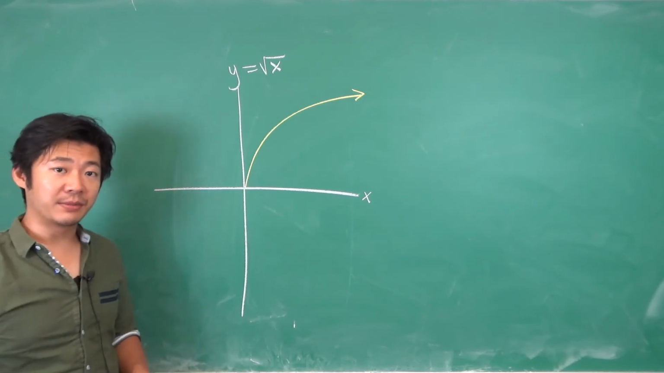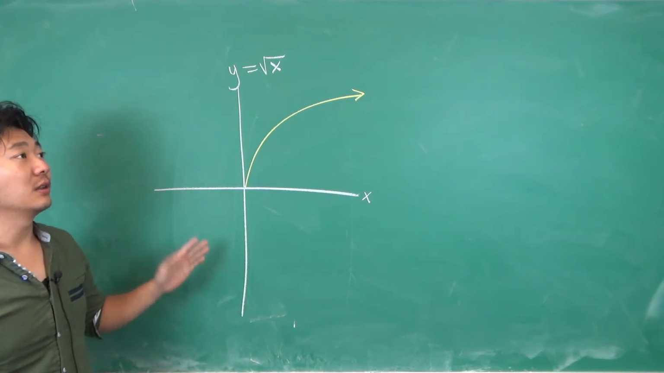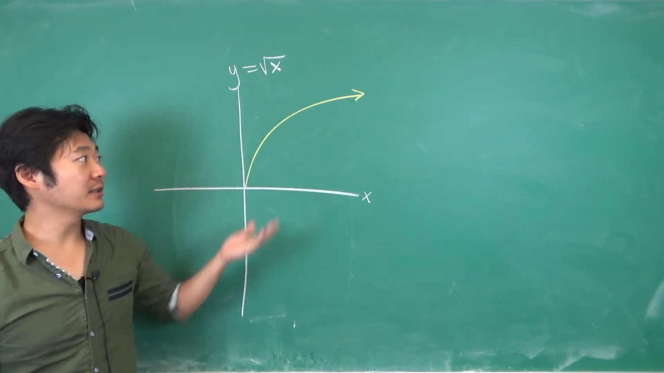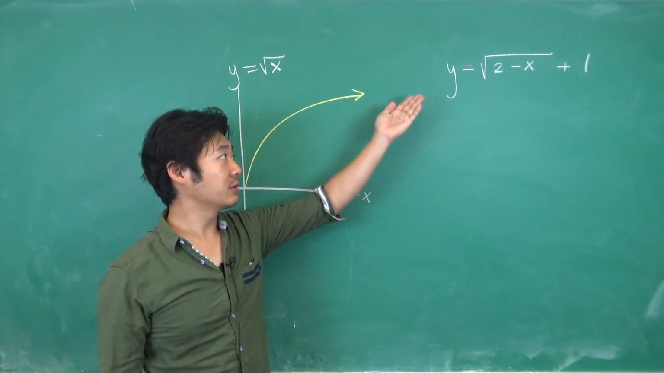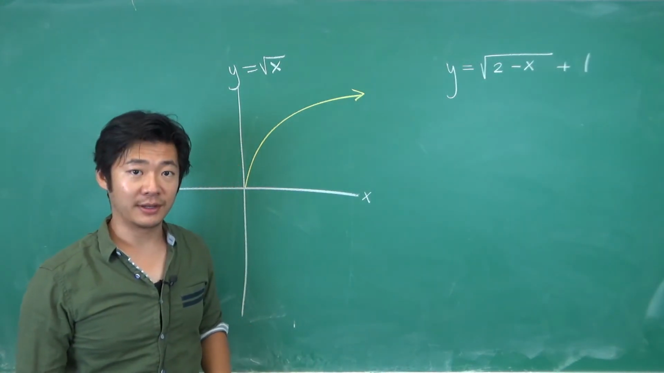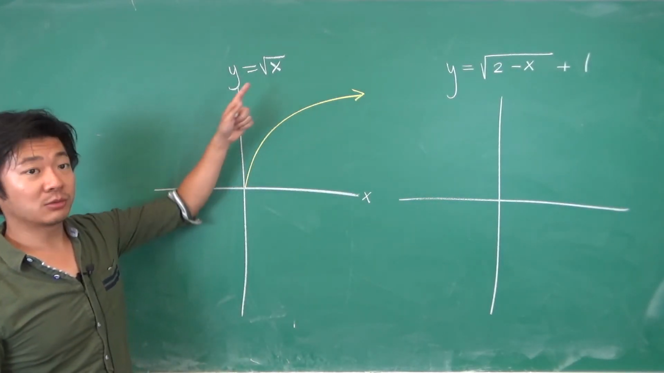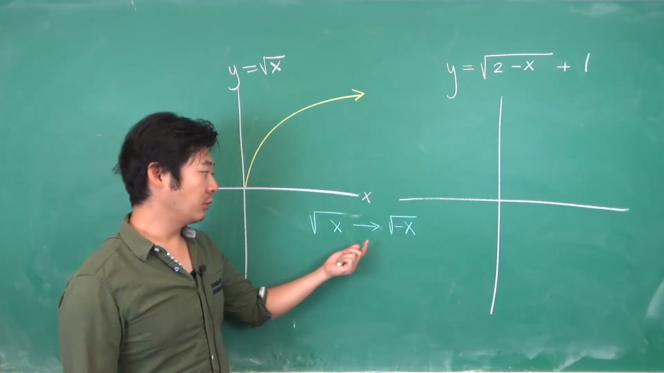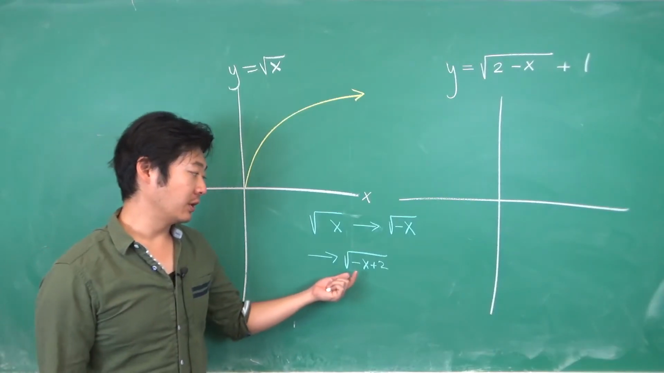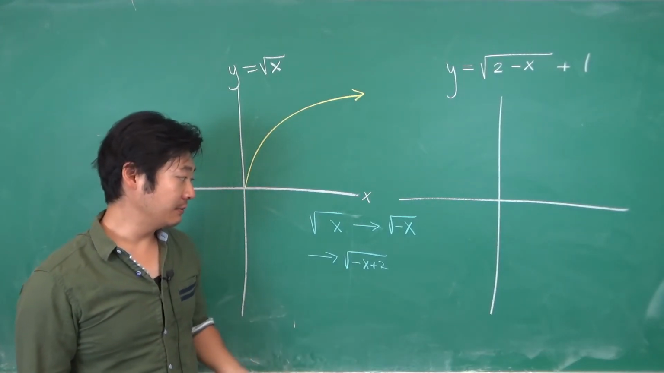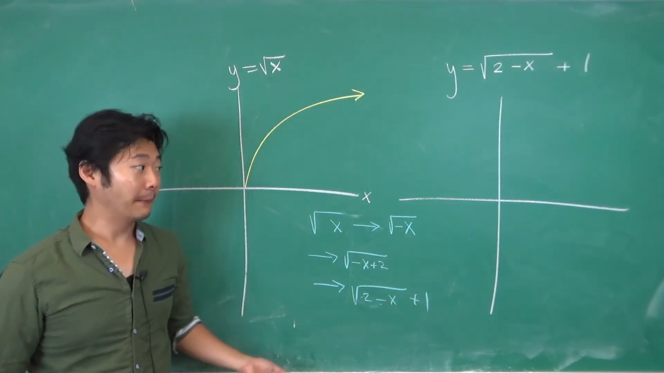So here's one example. Let's say that we are given the function the square root of x, and the graph y equals root x looks something like this. Then, what would the graph of y equals square root of 2 minus x plus 1 look like? We can think of this as a transformation of the square root graph because we're multiplying the inside by negative 1, and then we're adding 2 to the inside, and then we're adding 1 to the outside part of this function.